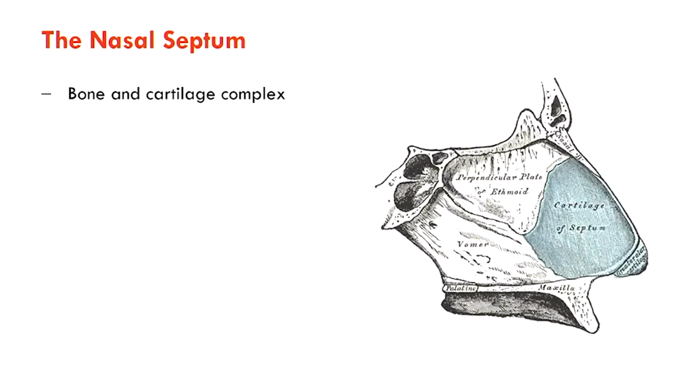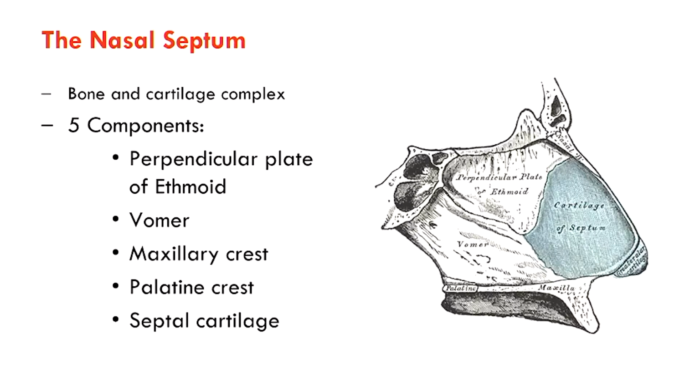So going into the nasal septum, which is on the inside, this is also complex, comprising both bone and cartilage. The function of the nasal septum is to separate the left and right nasal airways. In addition to the septal cartilage that's coloured at the front, the septum consists of the vomer, the maxillary and palatine crests, and the perpendicular plate of the ethmoid bone.